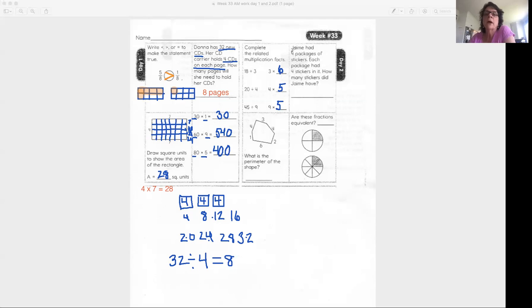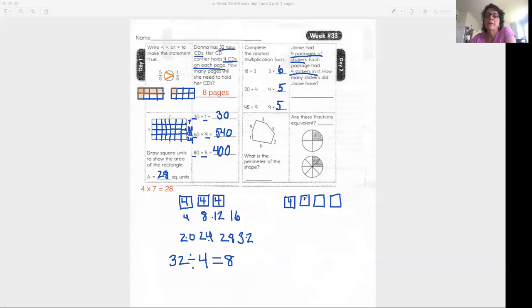Let's go on to the word problem. Jamie had 4 packages of stickers. So what am I picturing in my mind? 4 packages. Each package had 4 stickers in it. How many stickers did Jamie have? So I can come down here and draw a picture with 4 packages. And in each package, I can put 4 stickers. And then I should be able to write a number sentence to solve. Remember, it is a word problem, so you do want to do a read, draw, write. So put 4 inside each one.